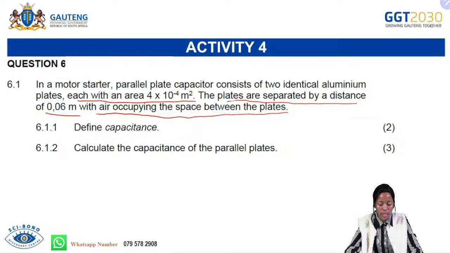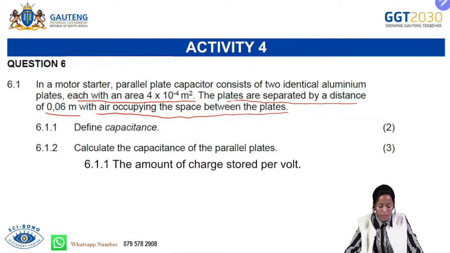Okay, 6.1.1, it says we need to define what? Capacitance there. So our definition there is the what? The amount of charge that is stored per volt. Remember here, we said we are going to define according to the examination guidelines.